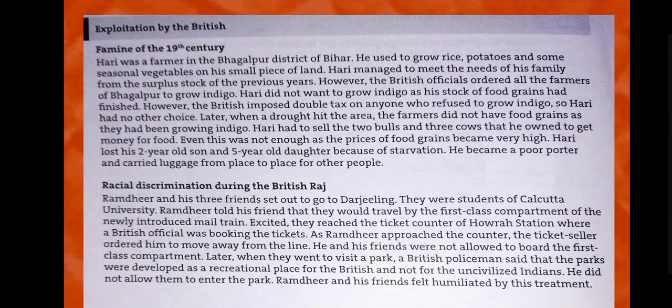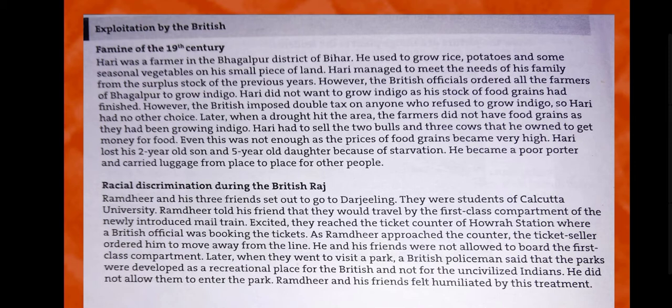Later, when a drought hit the area, farmers did not have food grains as they had been growing indigo. Hari had to sell the 2 bulls and 3 cows that he owned to get money for food. Even this was not enough as the prices of food grains became very high. Hari lost his 2-year-old son and 5-year-old daughter because of starvation. He became a poor porter and carried luggage from place to place for other people.